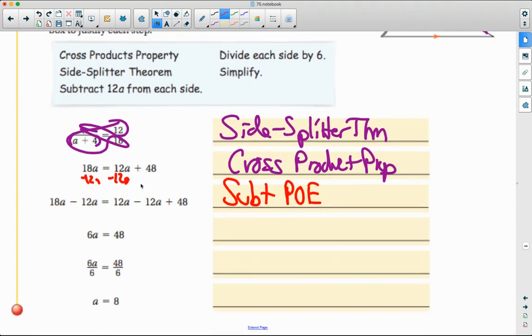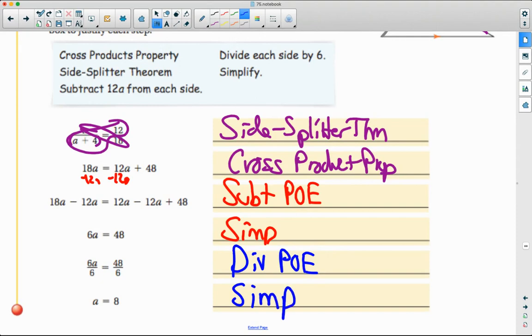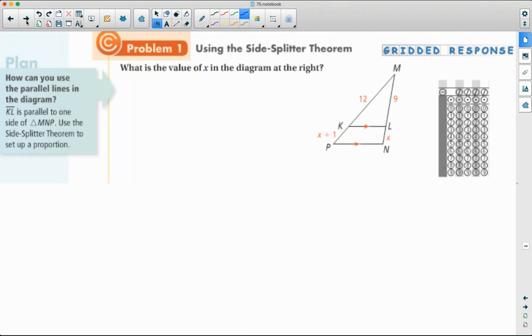All right, and then we're simplifying. What am I going to do now to get 6 out of there? Right, we divide by 6 on both sides, right? So that's going to be the division property of equality. And then finally, just take that guy right there and simplify it. There we go. Good. All right. Go ahead and pause the video and try this one here on your own. Pause it.